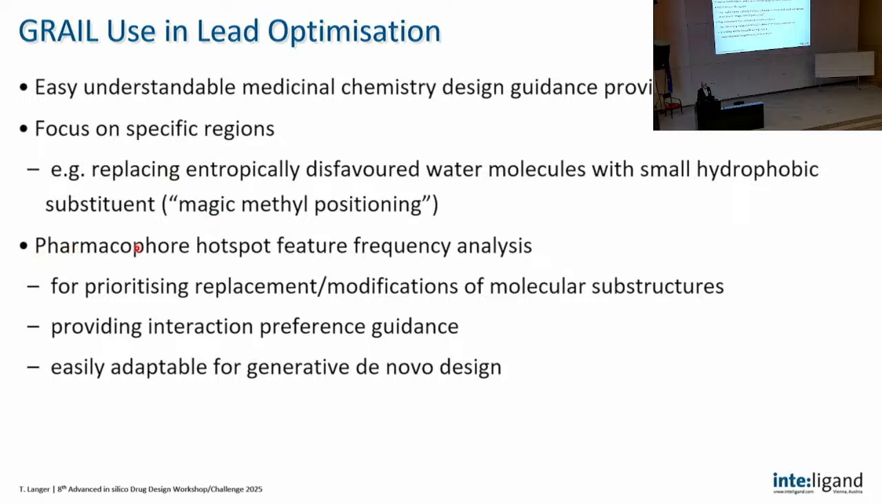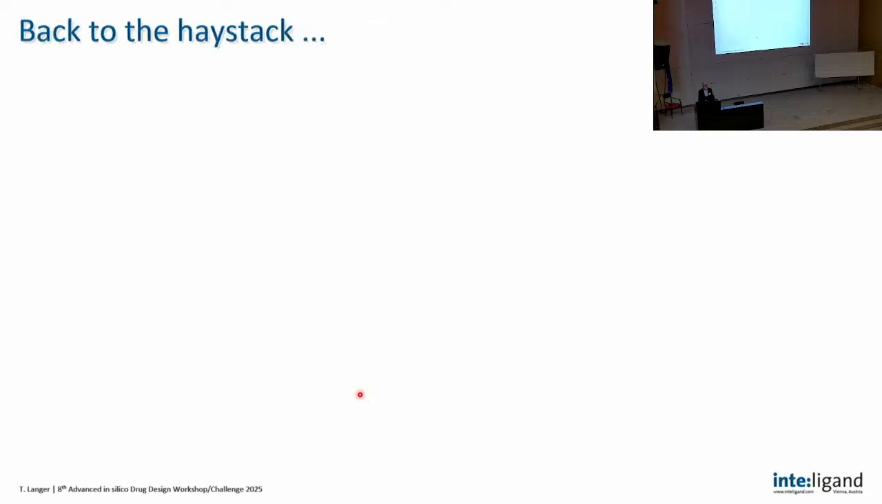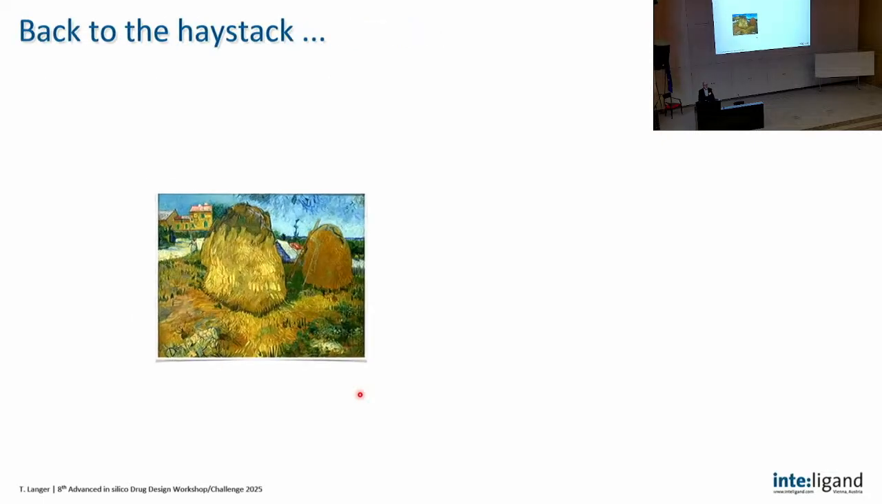And also, of course, you can do this pharmacophore hotspot feature frequency analysis for prioritizing replacement modifications of molecular substructures and give this interaction preference guidance. And of course, it's easily adaptable for generative de novo design. So plug a generator of molecules into this, and after it has learned, it will make molecules that fit exactly this kind of description of your binding site. So back to the haystack now.